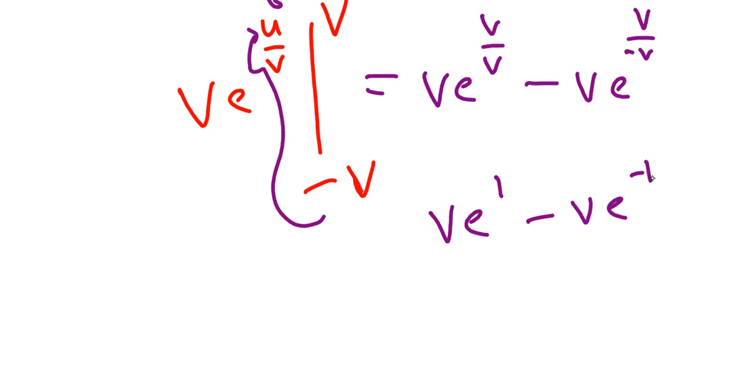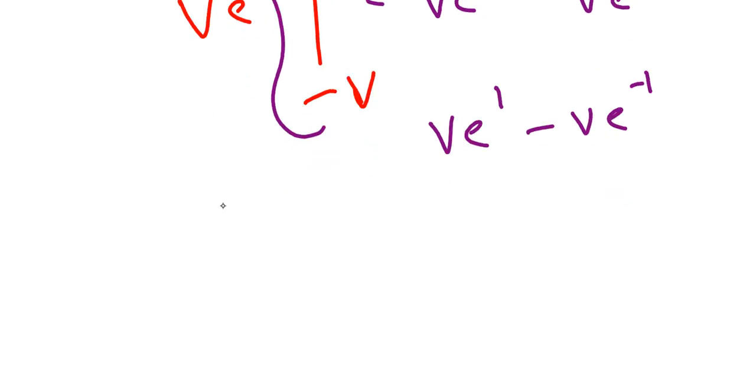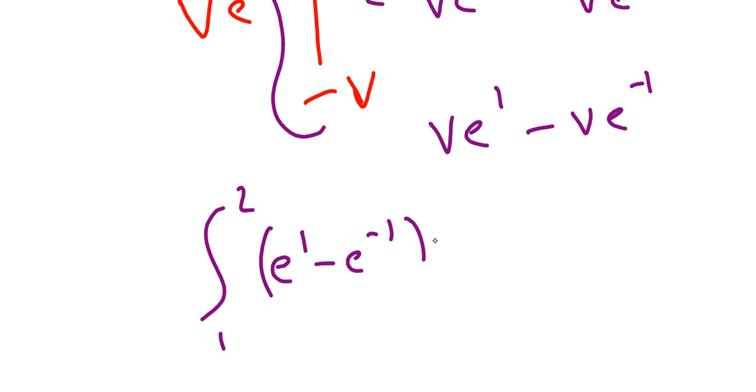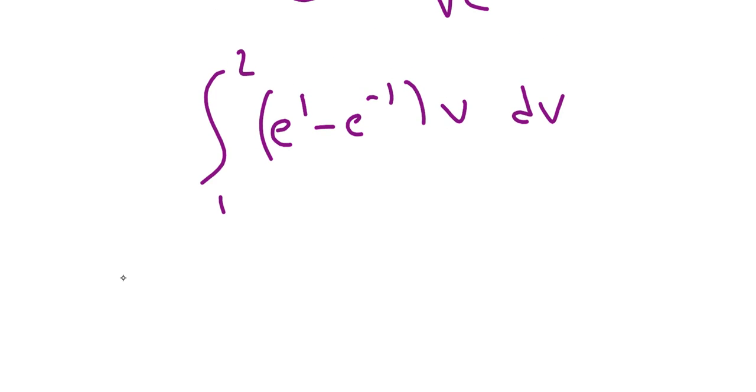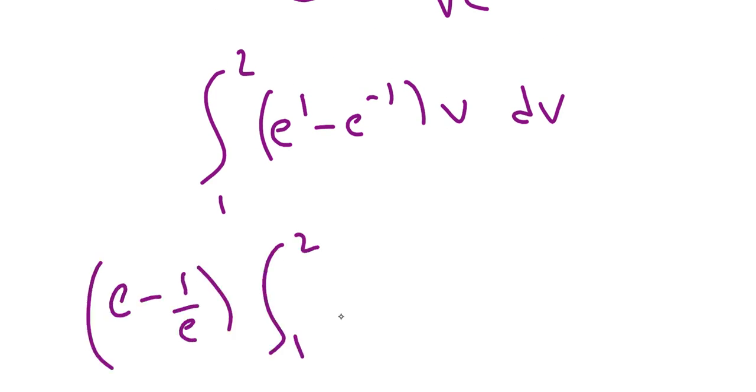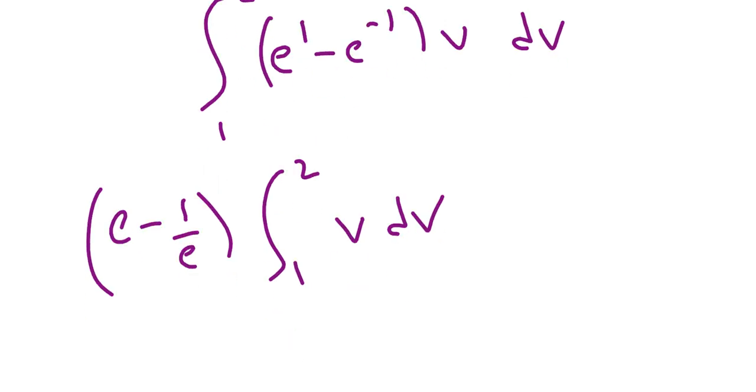If we want, we can factor out a v for our outside integral, which is going to go from 1 to 2. We would have an e to the 1 minus e to the negative 1 times v dv. Why not put that constant out in front there? So you'd have e minus 1 over e times the integral from 1 to 2 v dv. And we haven't seen an integral that easy in a long time, probably. So this little piece of it, just this part, we'll worry about. It's 1 half v squared, evaluated from 1 to 2.